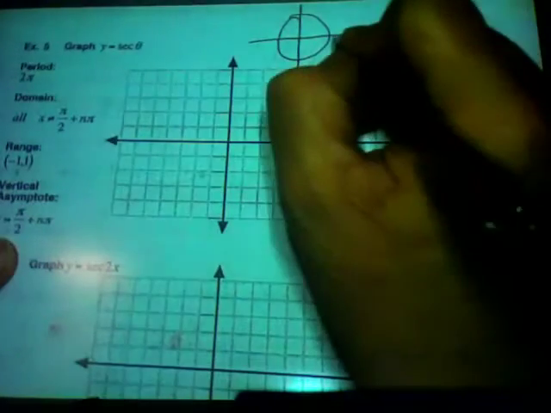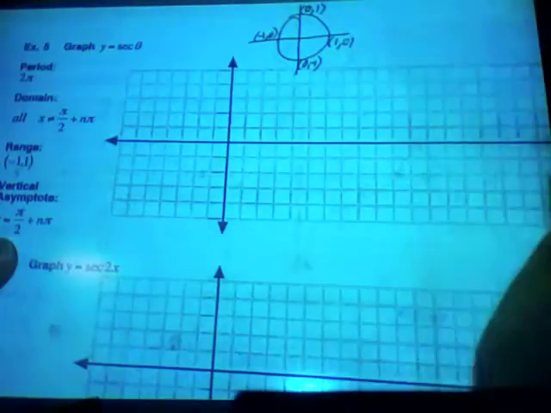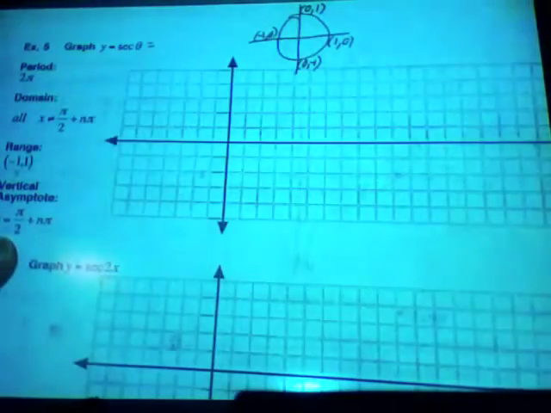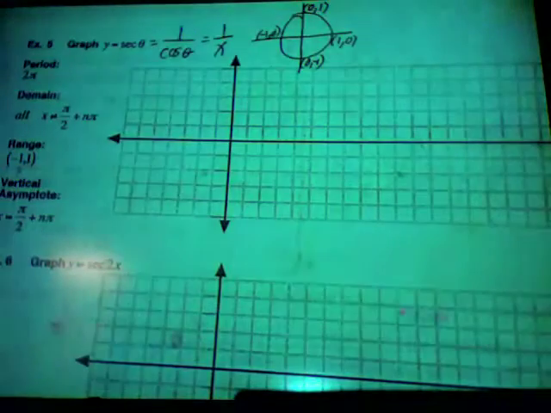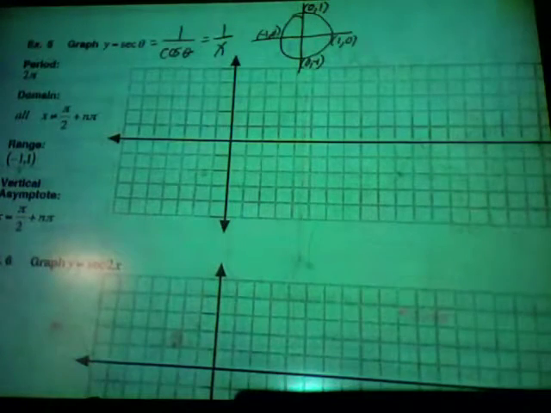All right, so let's look at the unit circle again. I told you it was very important, right? 1, 0, 0, 1, negative 1, 0, and 0, negative 1. What is secant equal to? 1 over cosine. Cosine is what? x. So we're really looking at 1 over x on the unit circle. When is x undefined?